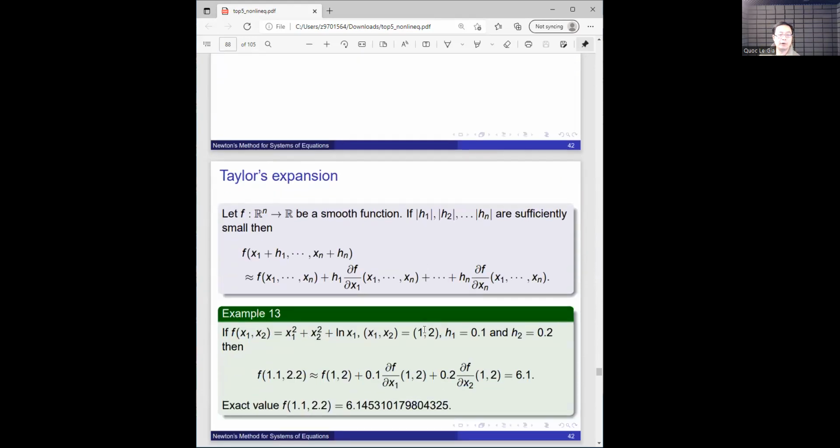So now, for example, suppose I take f of x1, x2, two variables, equal to x1 squared plus x2 squared plus logarithm x1. And take x1, x2 to be 1, 2, and h1 equals 0.1, h2 equals 0.2. So what is the partial derivative with respect to x1?